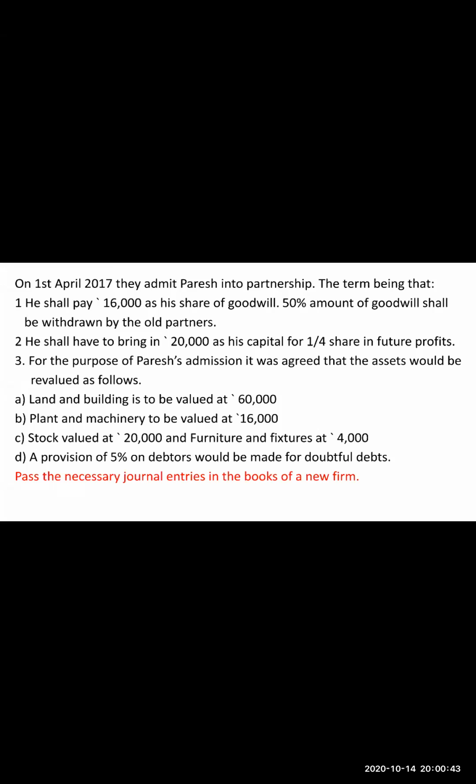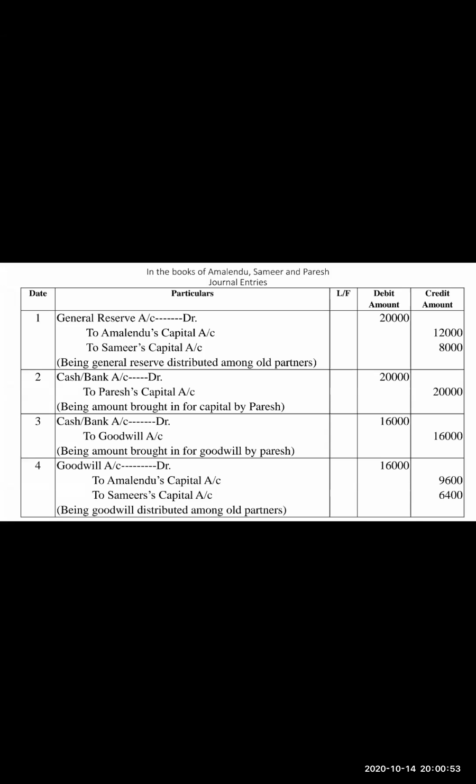Okay, now your second point is he shall have to bring 20,000 as his capital. ठीक है, तो 20,000 कैपिटल लेके आया नया पार्टनर. ठीक है, तो what will be the entry, and it will be cash and bank account debit to, नया पार्टनर कौन है, परेश, तो कैश और बैंक अकाउंट डेबिट टू परेश कैपिटल अकाउंट. राइट, तो यहाँ पे एंट्री ऊपर नीचे हो गई है, कोई प्रॉब्लम नहीं है.